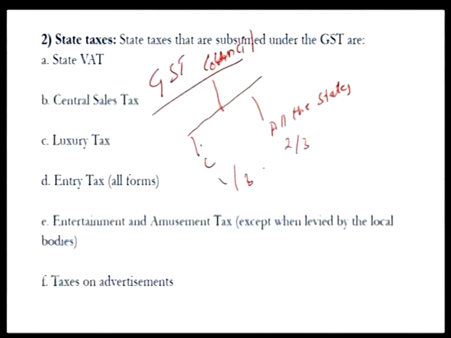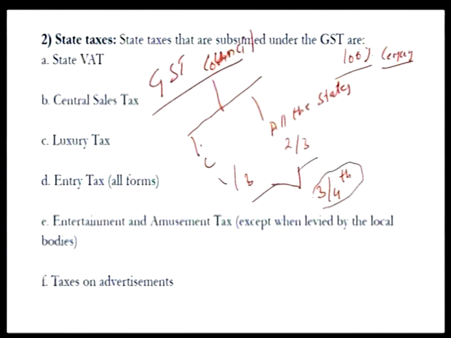Any decision taken has to have the minimum support or consent of 3/4. But most of the time, you might have seen that the majority of decisions in the GST Council are taken with 100% consensus. 100% consensus means almost everyone who is part of the GST Council accepts it. But ideally, this is how the voting mechanism is.